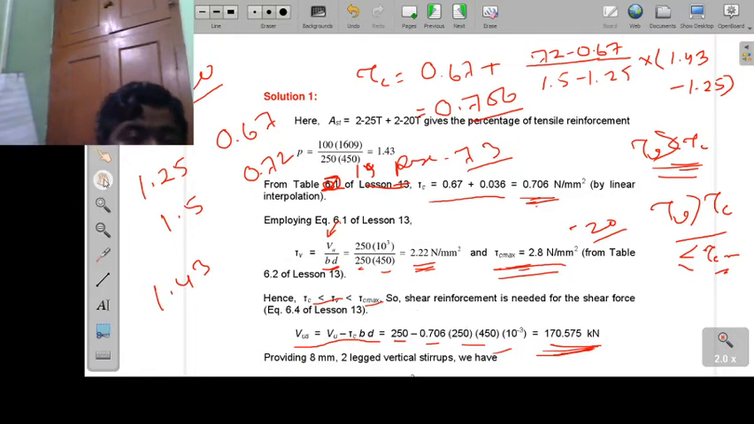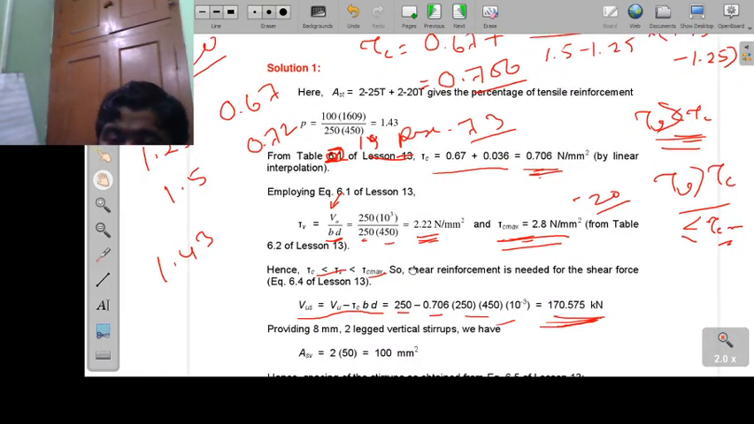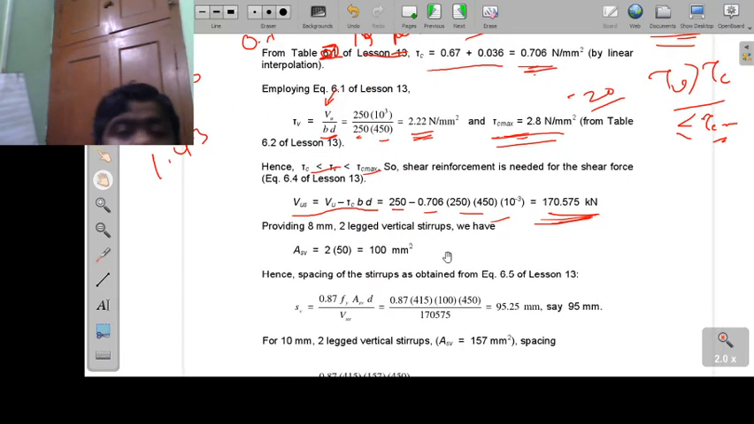Now it depends on the designer. If nothing is mentioned in the problem, or if something is mentioned on how to provide, then as per the given problem we have to do. Since in this problem nothing is mentioned, we can decide on our own. So what we are doing here? Here we are providing 8 mm dia 2-legged vertical stirrups. This is how we are providing.